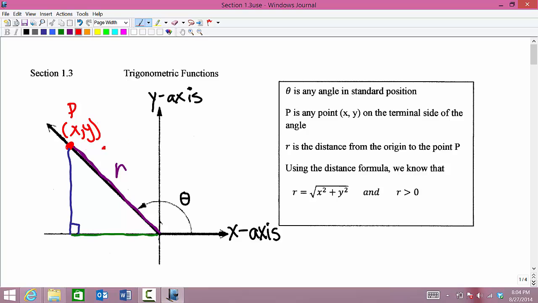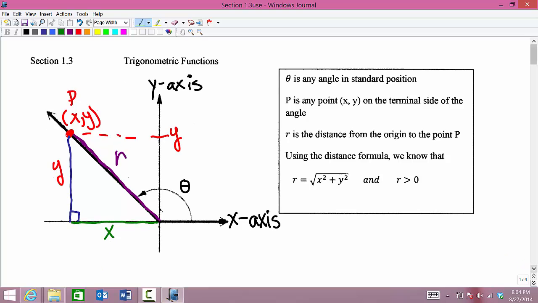Well, our point x, y, leading up to that point, this would be our y value. So the distance of this blue line here, the vertical distance here, would be the y value of the point. The x would tell me the distance of this green line at the bottom. This right here is the distance from the origin in the x direction, so that would be the value of x.